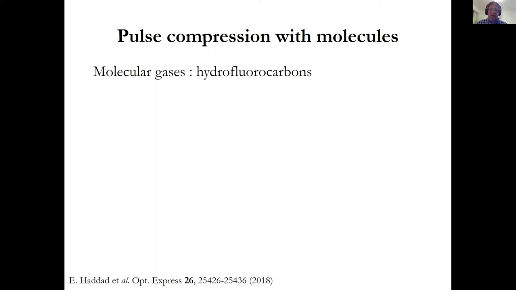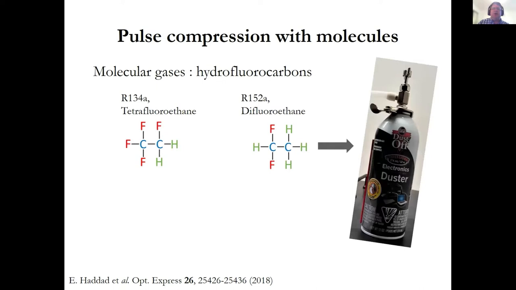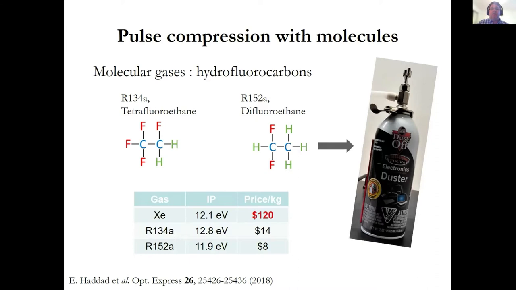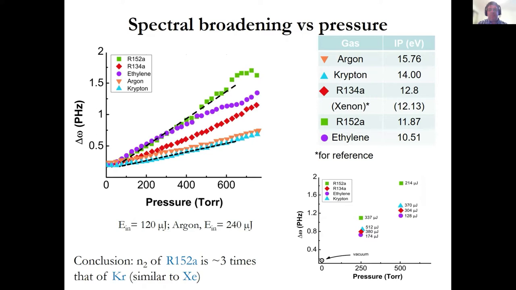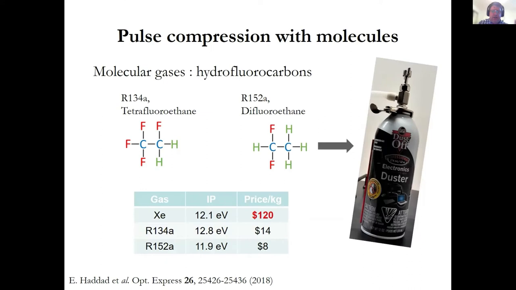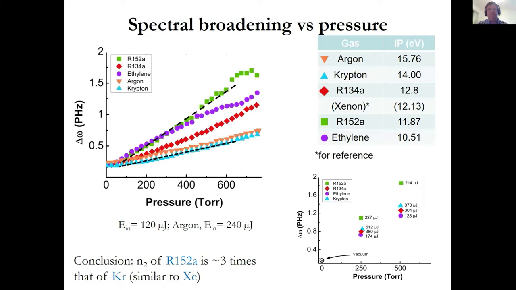So we realized that it's these molecules that were enhancing the broadening. And there are different types of them: R134A, R152A, tetrafluoroethane, difluoroethane. The nice thing with them is they have an ionization potential very similar to xenon, but their price is really cheap. And so to conclude on these refrigerant molecules, what we have shown in this paper published in 2018 is that the Kerr index of R152A is about 3 times that of krypton, which is similar to xenon.